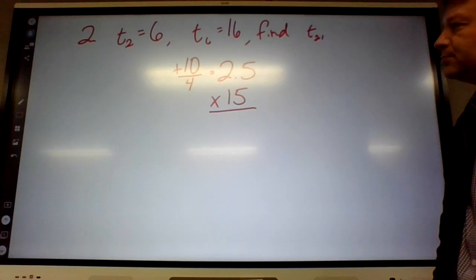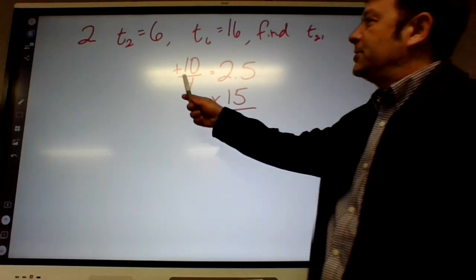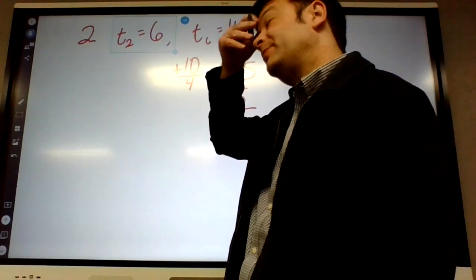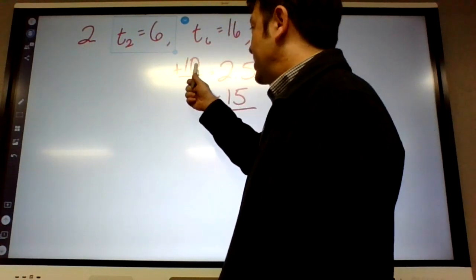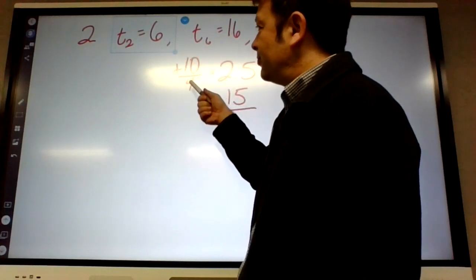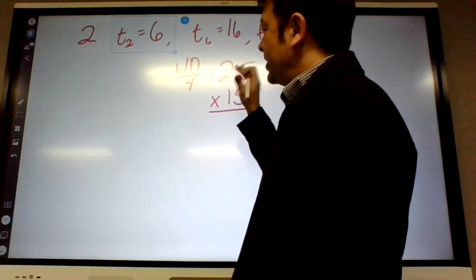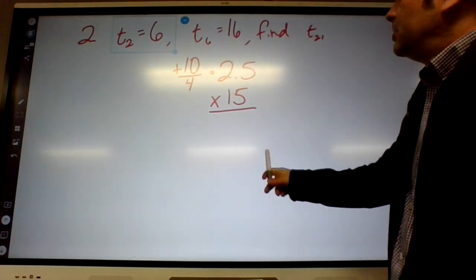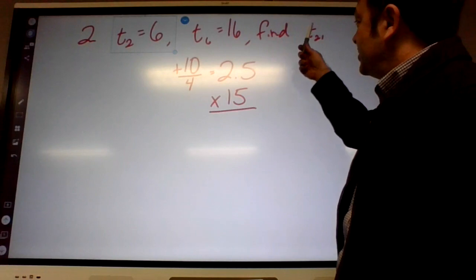Where'd you get the 4 on the bottom? Because there's 4 terms between the 2nd and the 6th term. To get, you have to move 4 terms. So it must have added 4 things. So the 10 is the gap, so you divide that by 4 to figure out what they added for each term. It was 2.5, so there's 15 terms left to go.